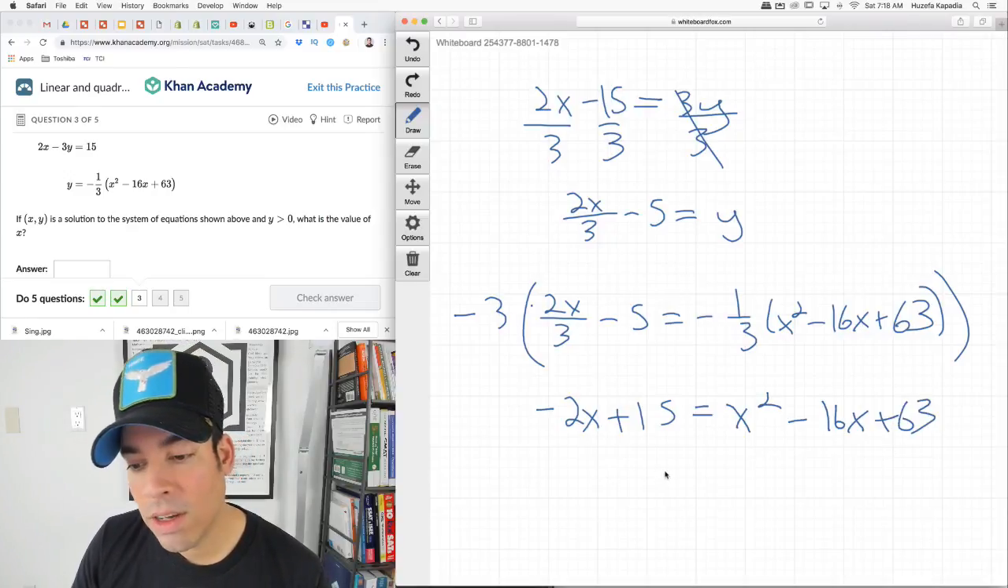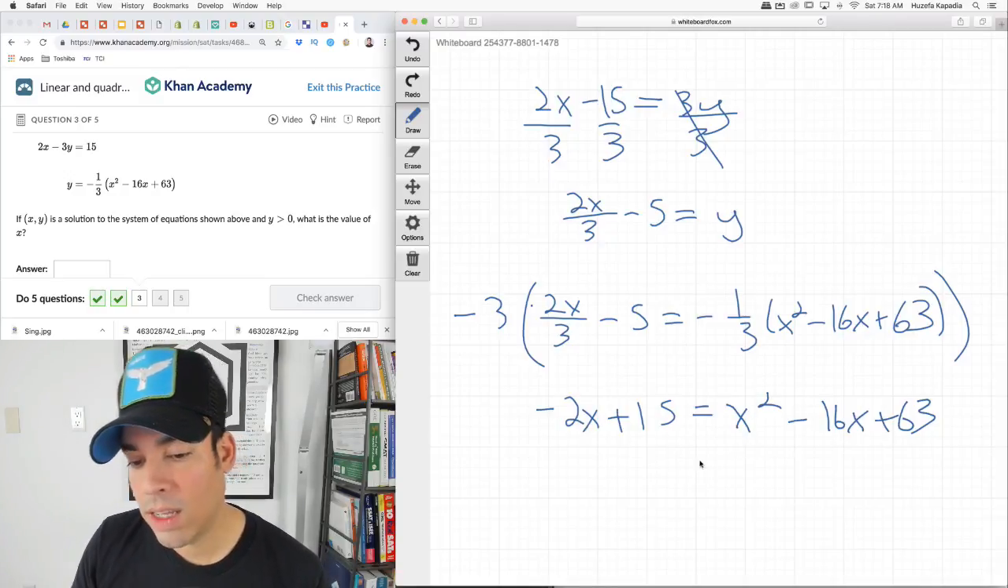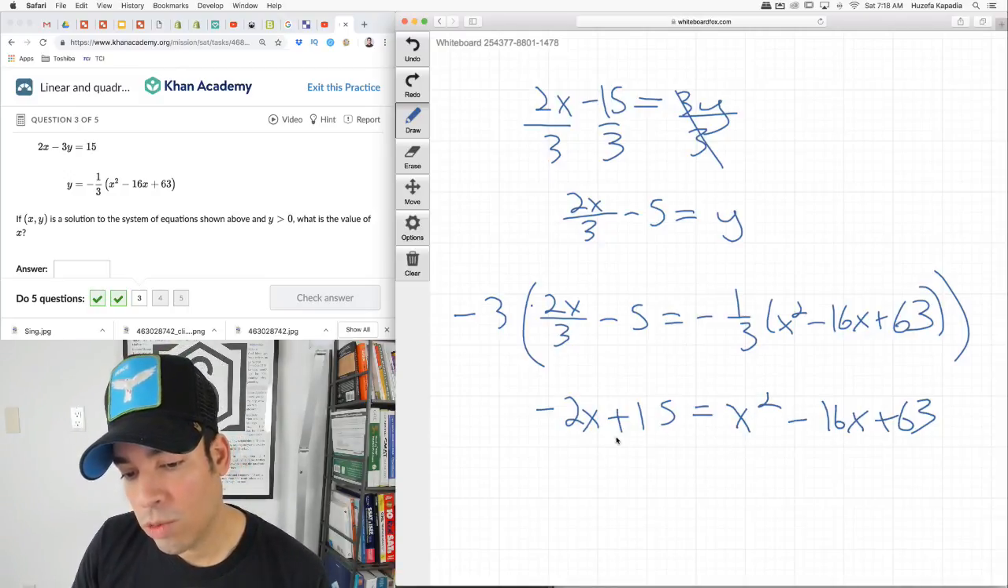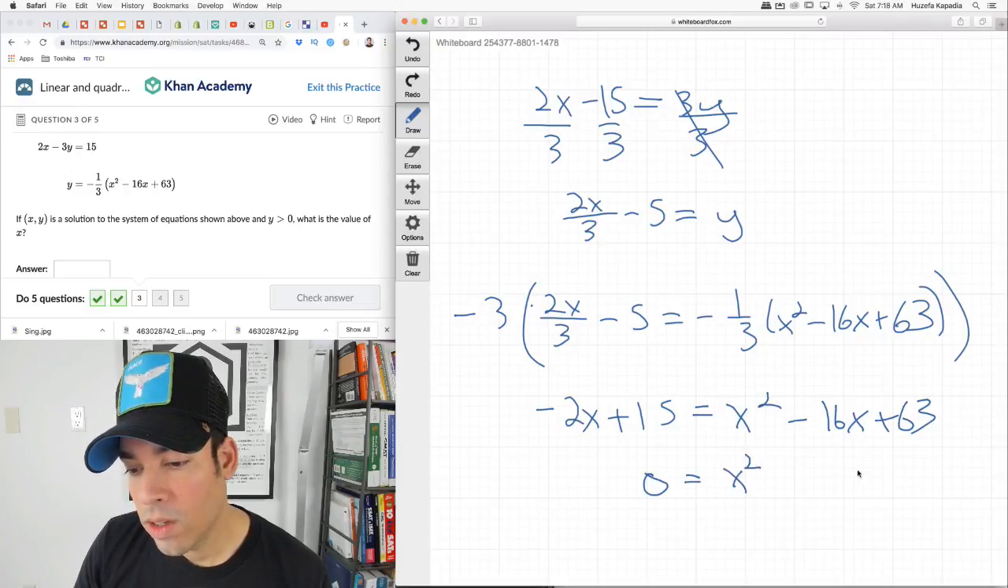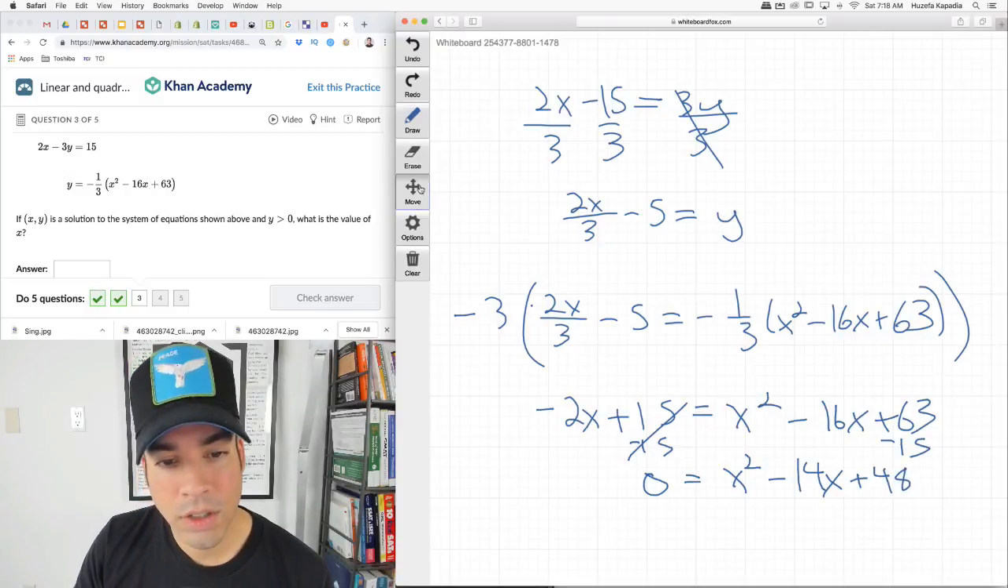just so I didn't have to deal with distributing that negative. Now let's bring everything to one side, so I'll move it this way since I like having that x squared positive. So we're going to subtract 15 and add 2x. So adding 2x to that becomes 14x, right? 2x plus -16x is -14x. And then subtracting 15 from both sides, that is 48. And now let's factor this guy.